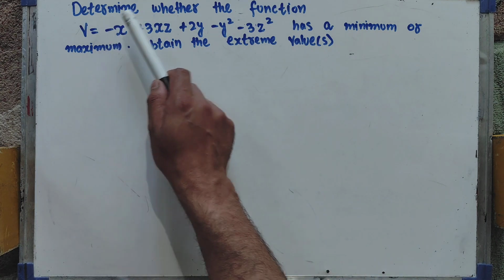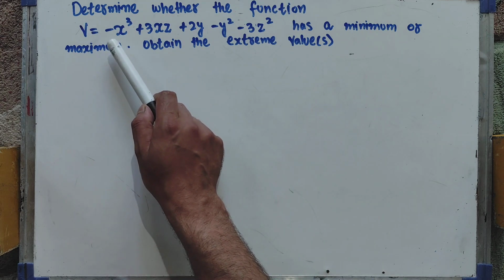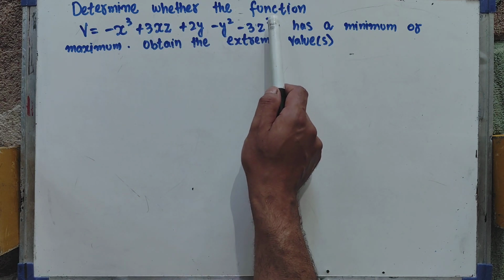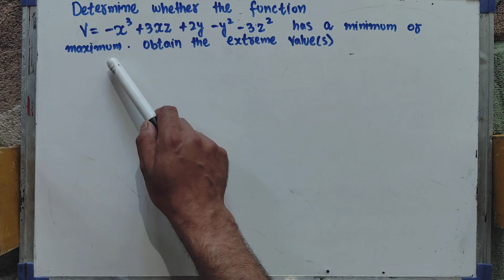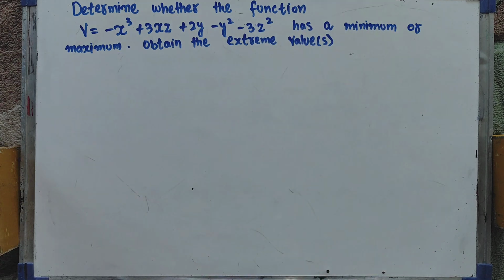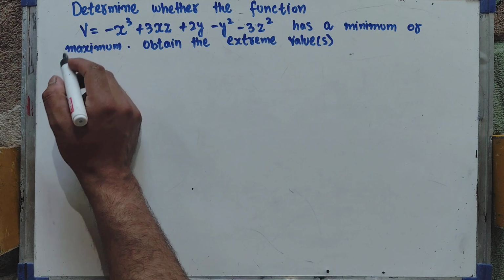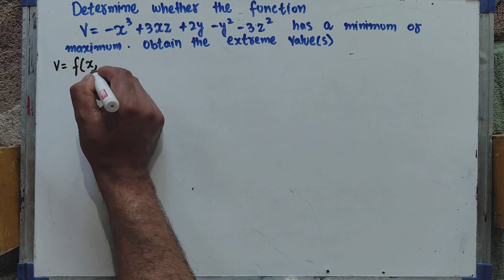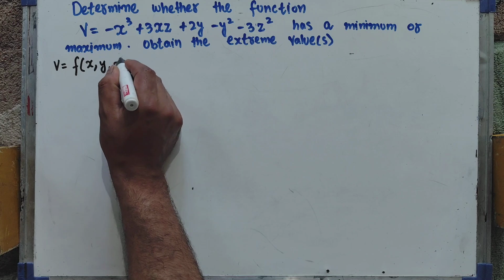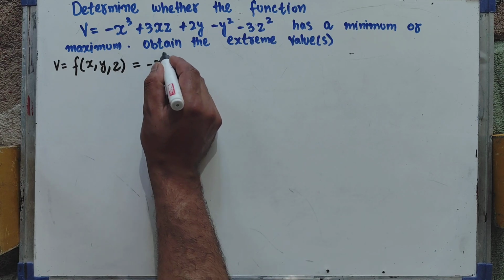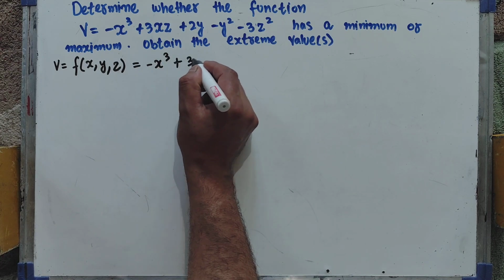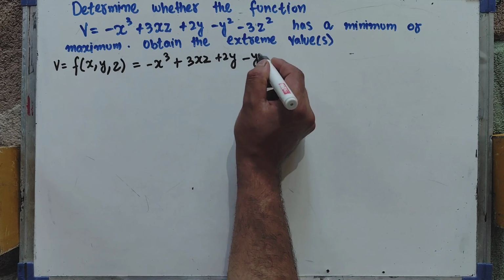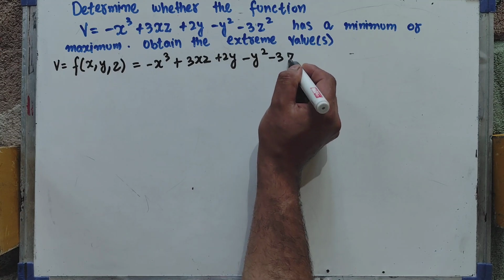The question is, determine whether the function v is equal to minus x cube plus 3xz plus 2y minus y square minus 3z square has a minimum or maximum, and obtain the extreme values. Okay, so let me rewrite it. v is a function of three variables, x, y and z, which is equal to minus x cube plus 3xz plus 2y minus y square minus 3z square.